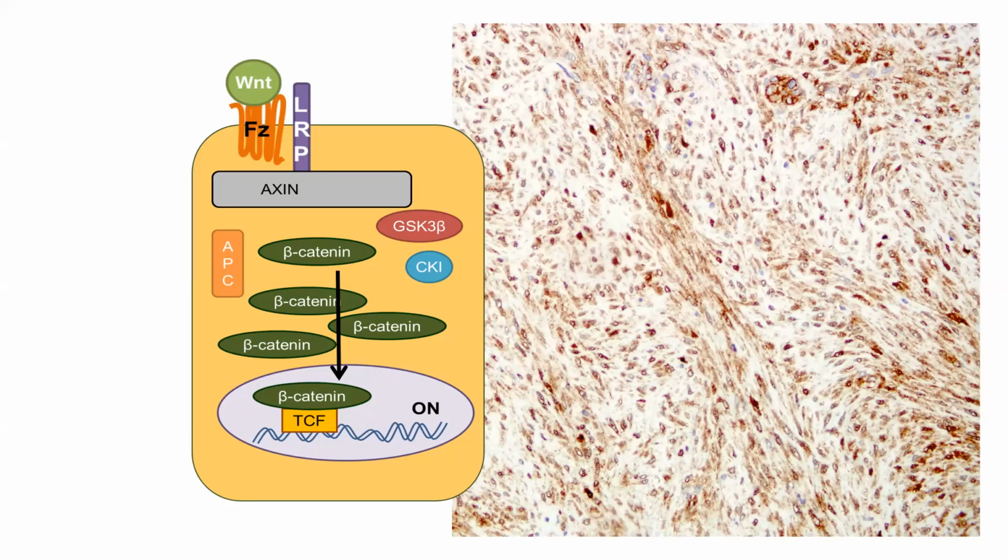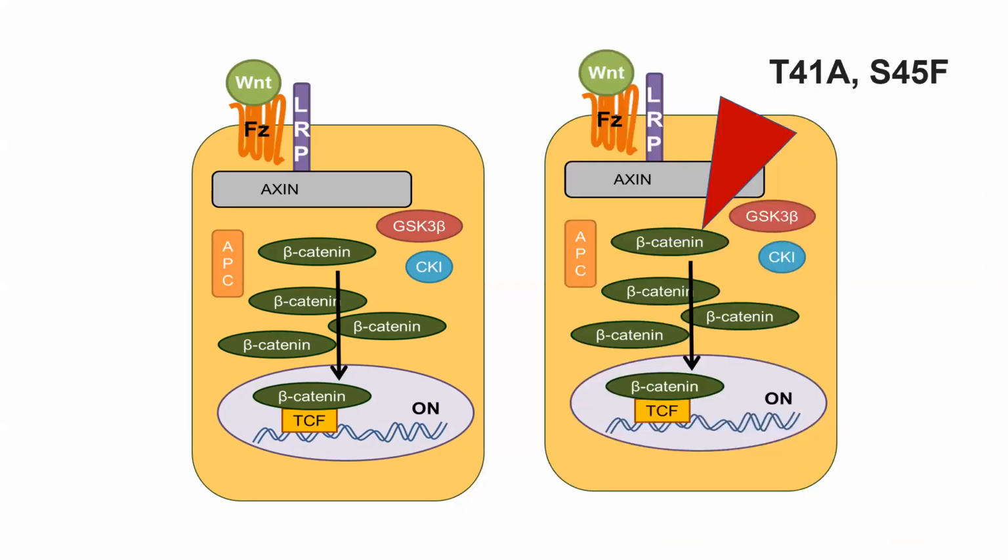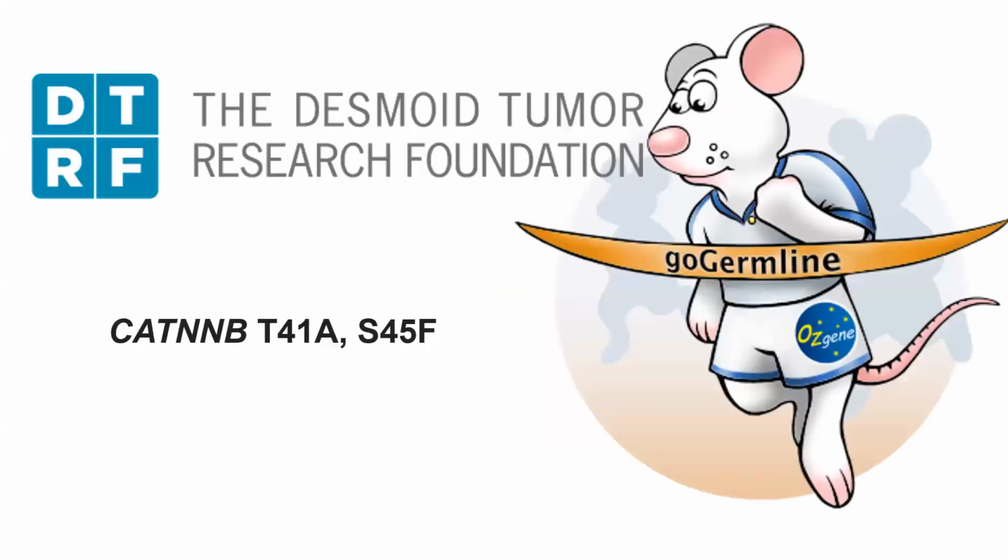This is an architectural transcription factor, so it changes the expression of multiple genes in the cell. In desmoid tumors, there are mutations that delete the phosphorylation sites encoded by exon 3 in beta-catenin. The two most common mutations that have been identified are the T41A and the S45F mutations. And so the Desmoid Tumor Research Foundation put out a request for applications to generate an animal model in which these two mutations, T41A and S45F, could be activated as a model of desmoid tumors.